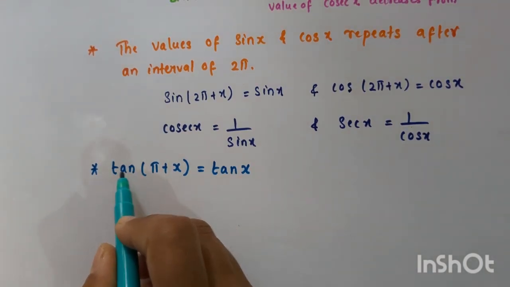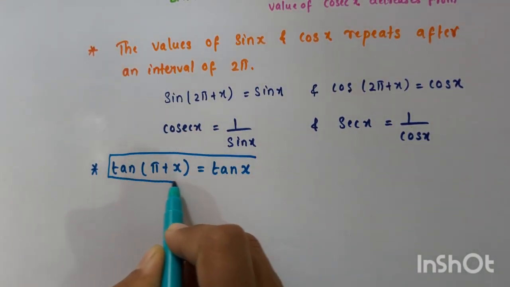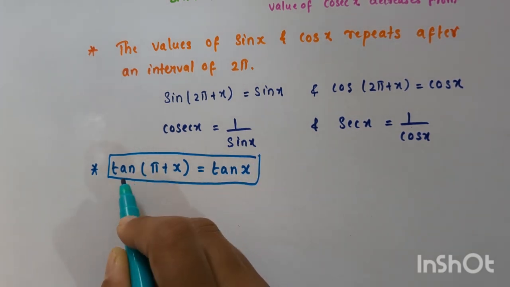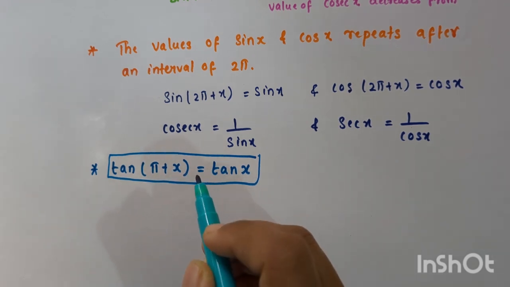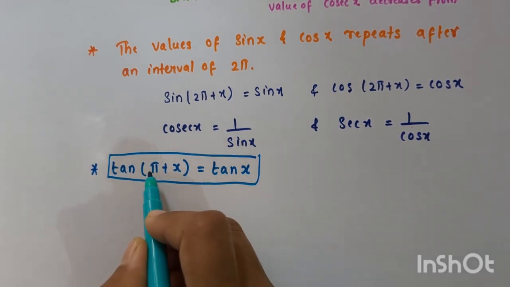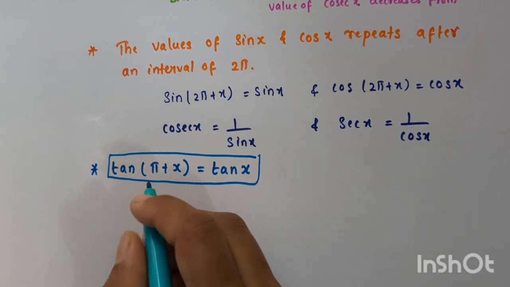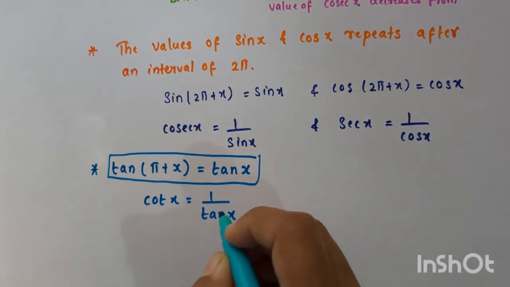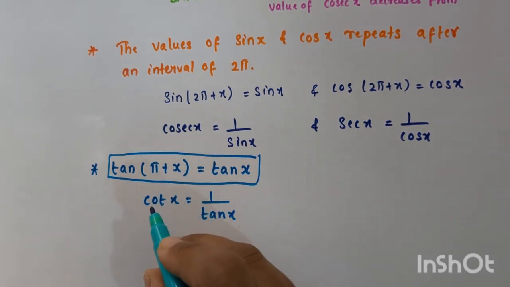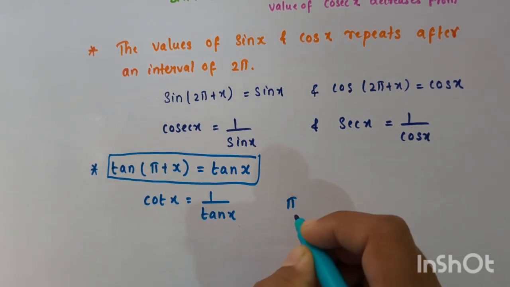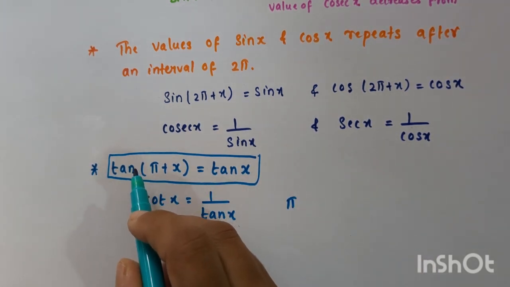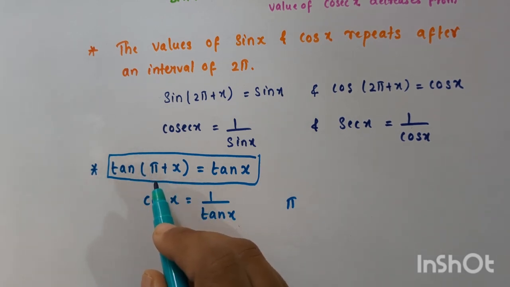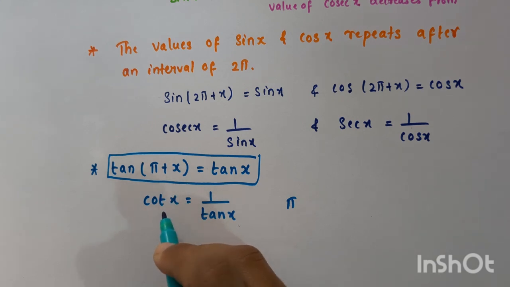And you see, tan of pi plus x is equal to tan x. Pi radian or 180 degrees. That is, the values of tan x will repeat after an interval of pi. And what is cot x? Cot x is the reciprocal of tan x. So the values of cot x will also repeat after an interval of pi.